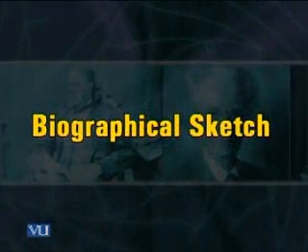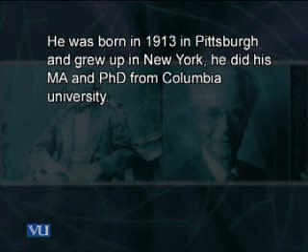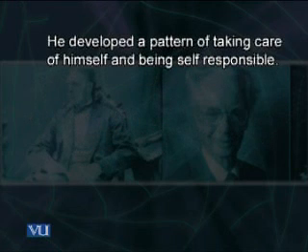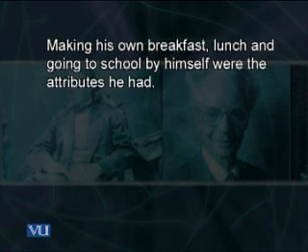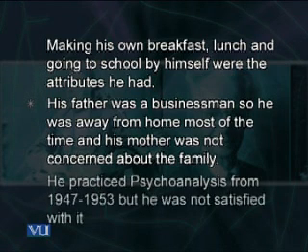So let us go through the biographical sketch of Albert Ellis. He was born in 1913 in Pittsburgh and grew up in New York. He did his MA and PhD from Columbia University. He was the eldest of the 3 children and he was hospitalized 9 times for kidney problems. He developed a pattern of taking care of himself and being self-responsible. Making his own breakfast, lunch and going to the school by himself were the attributes he had. His father was a businessman, so he was away from home most of the time and his mother was not concerned about the family. He practiced psychoanalysis from 1947 to 1953, but he was not satisfied with it.